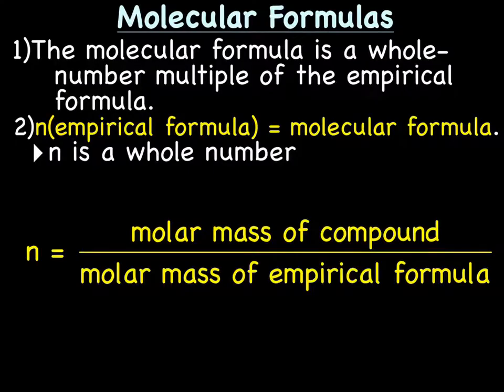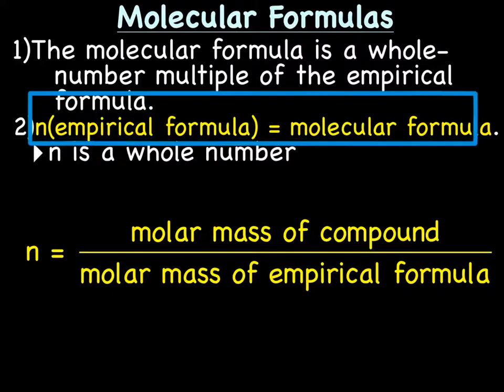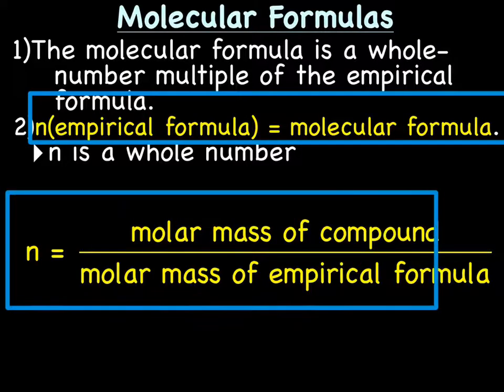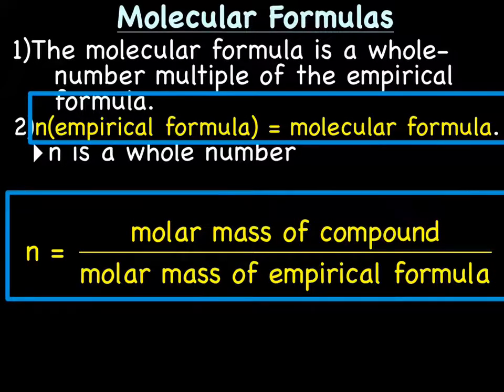Okay, we now need to talk about molecular formulas. The molecular formula is a whole number multiple of the empirical formula. To calculate a molecular formula, you use N times the empirical formula equals the molecular formula. N is always a whole number, and you get N by taking the molar mass of the compound divided by the molar mass of the empirical formula.